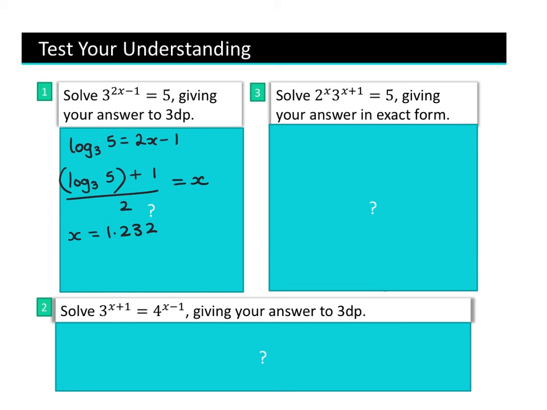Question 2. We can see here we have different bases. So we're going to take a log to the base 10 of both sides. So we're going to have log to the base 10, but we don't write 10, of 3 to the x plus 1 equals log to the base 10 of 4 to the x minus 1. Now I know log laws, okay? And the laws tell me that log of a to the power of b can be written as b log a. So I can write this as x plus 1 log 3 equals x minus 1 of log 4.